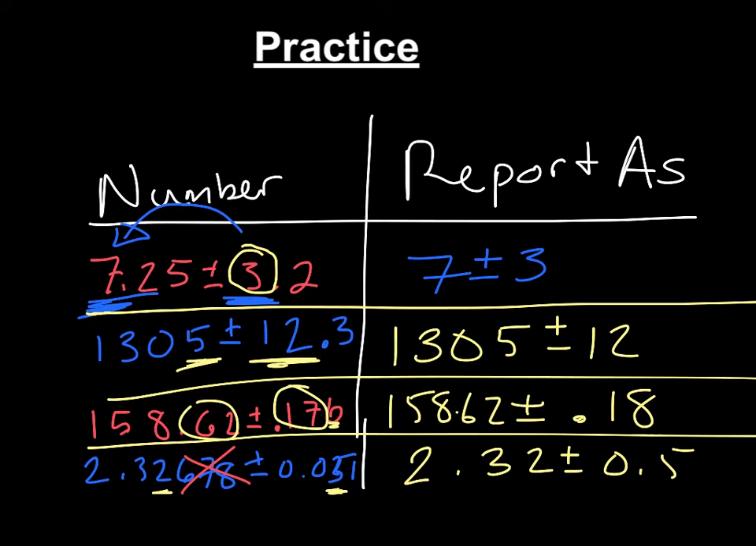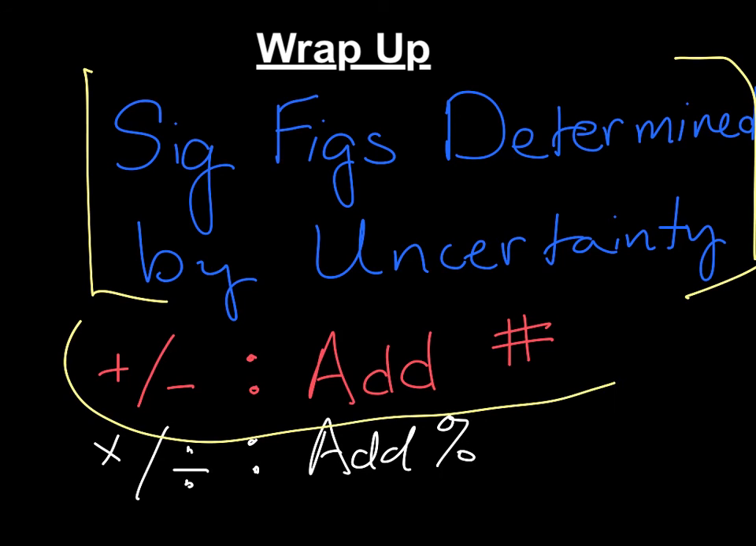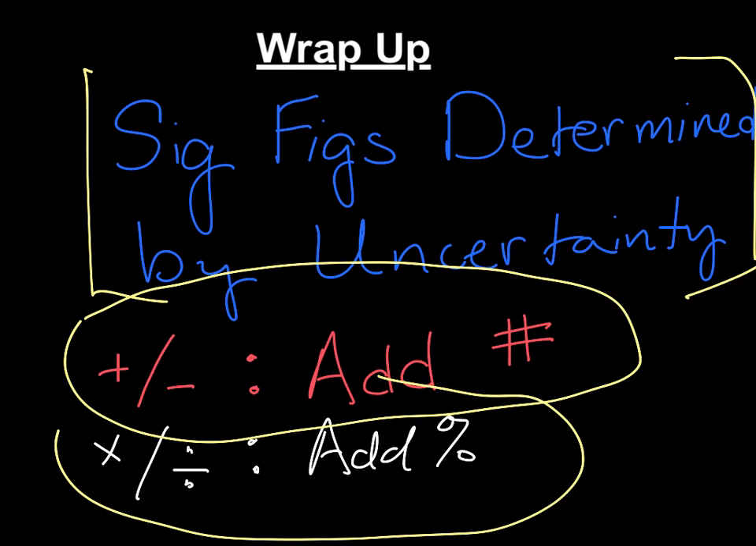So I hope that makes sense. Just to recap the major rules. Sig figs are determined by your uncertainty. If it's plus or minus, you add your numbers. If you multiply or divide, you add your percents.